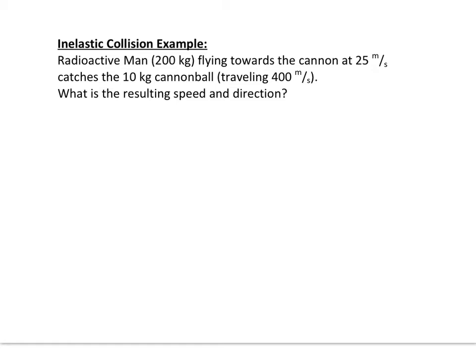So then the next step is I'm going to go through and identify my knowns and figure out what it is I'm being asked to solve for. I see here I'm given the mass of radioactive man as 200 kilograms, so I'm going to make that my first mass, M1 equals 200 kilograms. He's flying towards the cannon at 25 meters per second, so that's going to be his initial velocity. We're going to call that V1, and that's 25 meters per second.